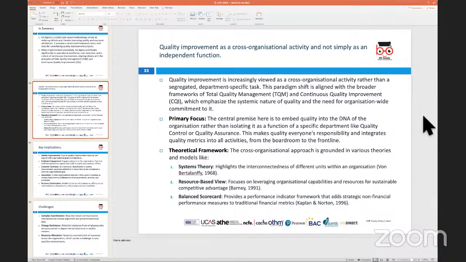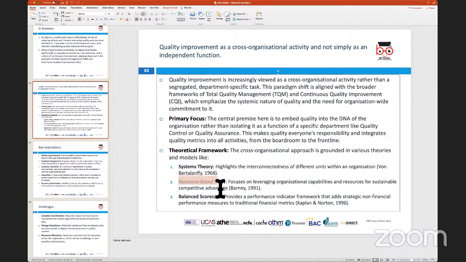Now, it could be seen in a small organization or in a large PLC, but how the approaches would be applied or grounded within various organizations, depending on the size and scale of the business, will be based on going back to the three views: systems theory view, resource-based view, and balanced scorecard view. So we discussed the resource-based view earlier.